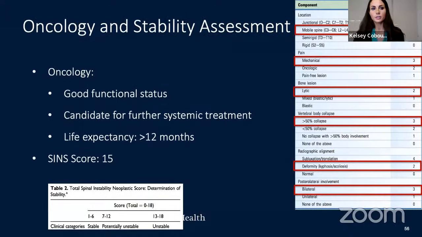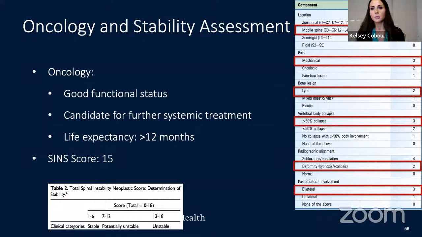So important considerations for this patient, oncologic factors. So she was young, remarkably good functional status for how widespread her Mets were. She was a candidate for further systemic treatment, particularly given the fact that she had foregone traditional treatment initially in her course, and her life expectancy with treatment was greater than 12 months.